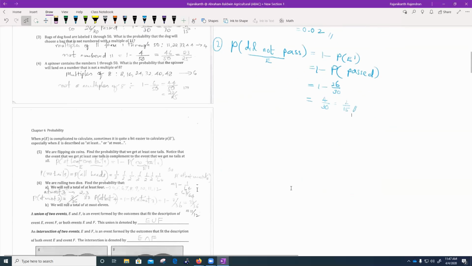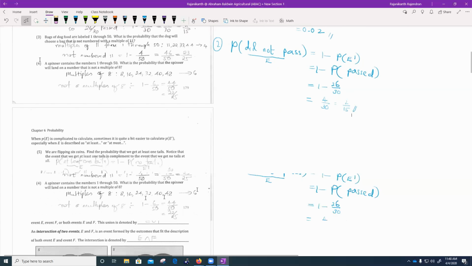Right. Now let's move to number 3. Let's read the problem first. The bags of food are labeled 1 through 50. What is the probability that the dog will choose a bag that is not numbered with a multiple of 11? Okay, so I'm leaving these 2 problems for you guys. Why don't you try these 2? That's a similar problem, right? So please try those 2.